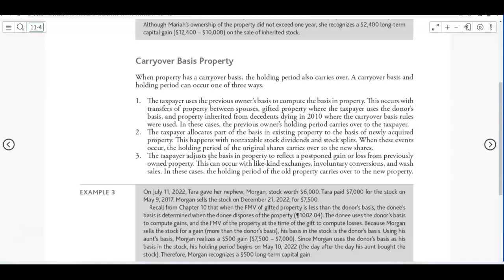Number 3, the taxpayers adjust the basis in property to reflect a postponed gain or loss from previously owned property. This can occur when a like-kind exchange, 1031 exchange, is involved. Involuntary conversions and wash sales. In these cases, the holding period of the old property carries over to the new property.